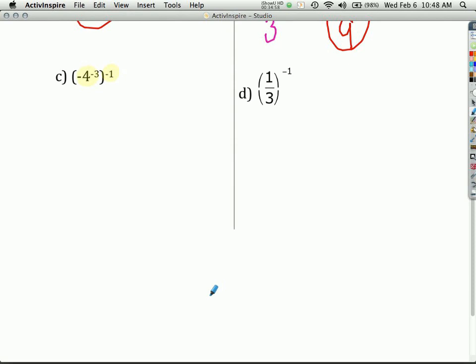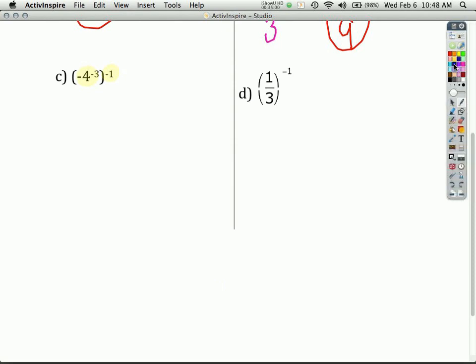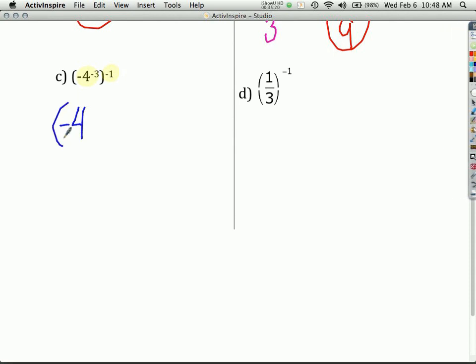What do we do with the exponents when you have power of a power? I'm just going to keep saying it. What do you do with the exponents when you have power of a power? I've got 1, 2, 3, 4, 5, 6, 7, 8, 9, 10 people who know. Avanti. Yeah, you multiply them. So this becomes -4, and it's a -3 times a -1. It all of a sudden becomes a +3. Now just evaluate. -4 times -4 is 16. 16 times -4 is -64.